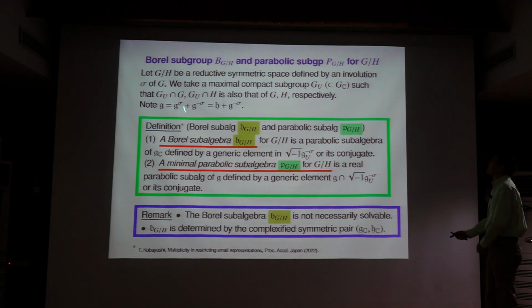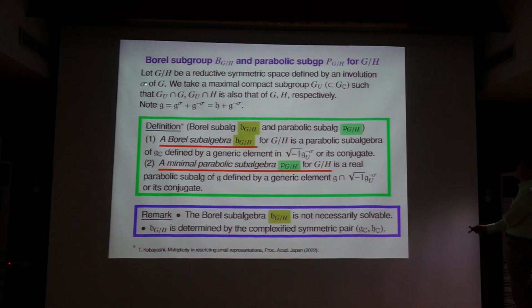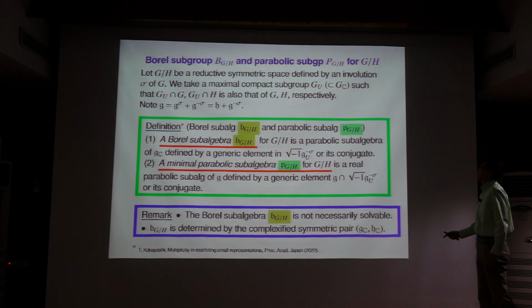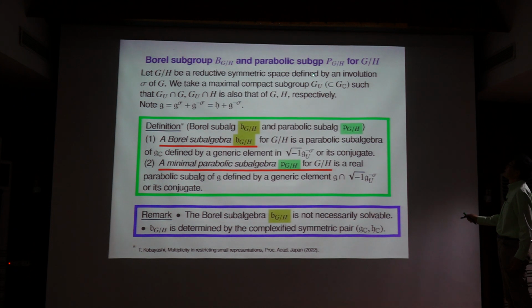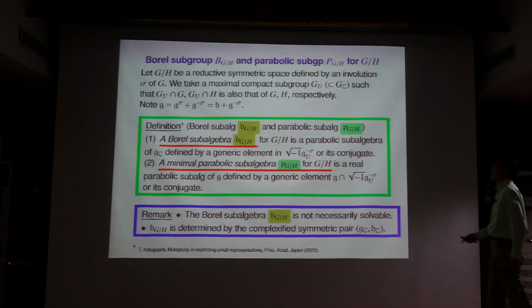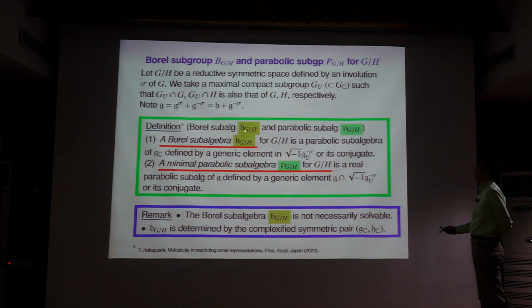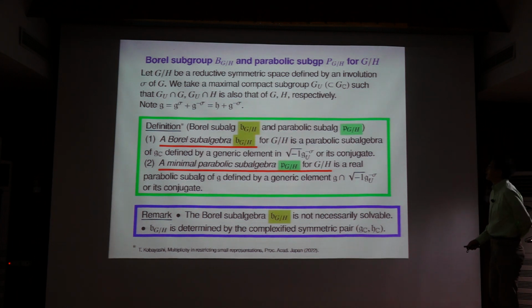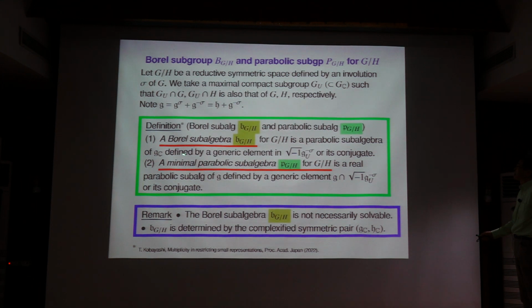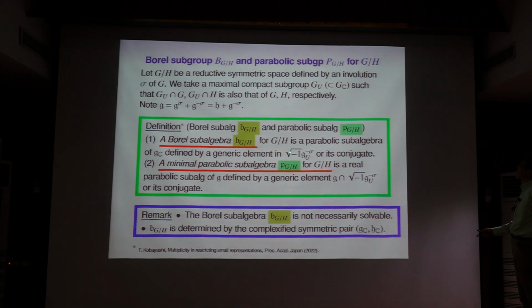So we need some terminology. Let Z mod H be a reductive symmetric space, namely there is an involutive automorphism sigma of Z, and H is an open subgroup of the fixed points of sigma in Z. And then we consider its complexification, and take a compatible maximal compact subgroup, namely the intersection with all the other reductive groups gives us a maximal compact subgroup. Then we define the relative Borel subalgebra for Z mod H and the relative parabolic subalgebra for Z mod H. The relative Borel subalgebra, denoted by b_{Z/H}, for the symmetric space Z mod H, is the complex parabolic subalgebra in g_C defined by a generic element in the space of the minus-one eigenvalue of the differential of sigma, or its conjugate.